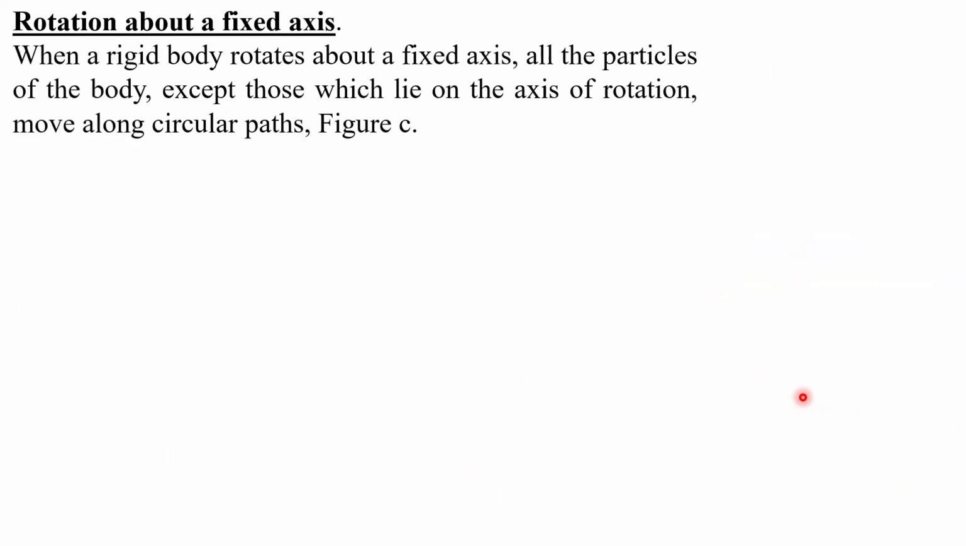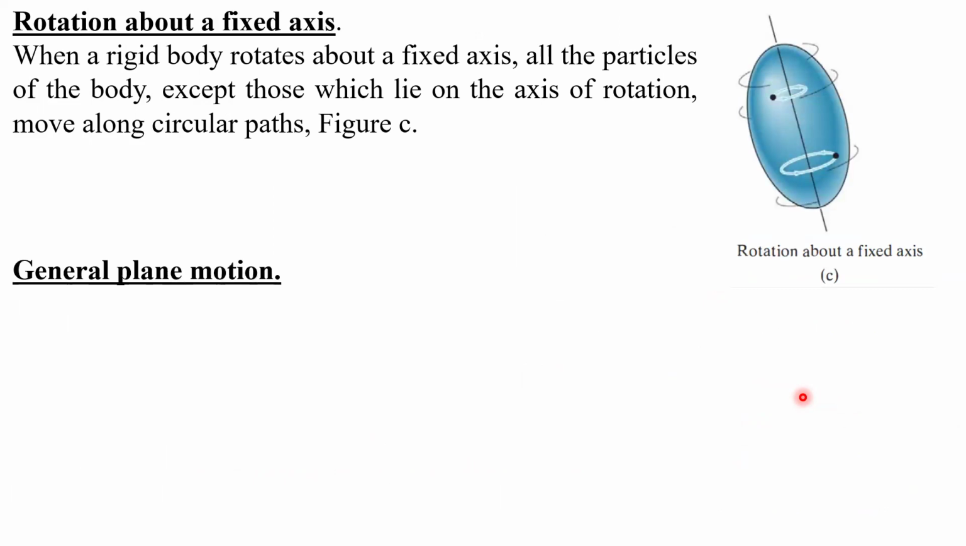Rotation about a fixed axis. When a rigid body rotates about a fixed axis, all the particles of the body, except those which lie on the axis of rotation, move along circular paths, as shown in figure C. Here, we have particles in this body, and when the body rotates about a fixed axis, the particles rotate about this fixed axis. The particles that will not rotate are the ones that lie on this axis of rotation.